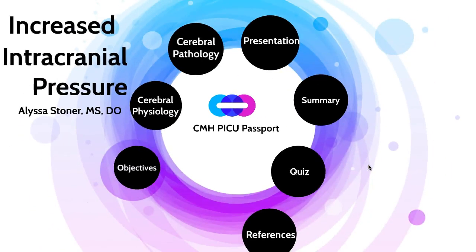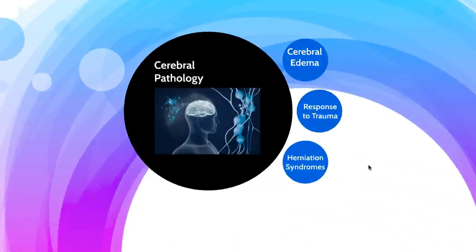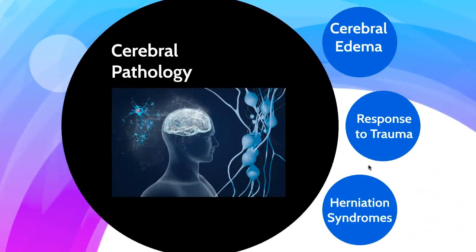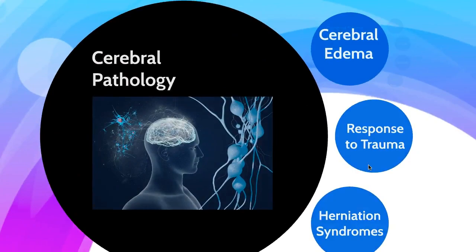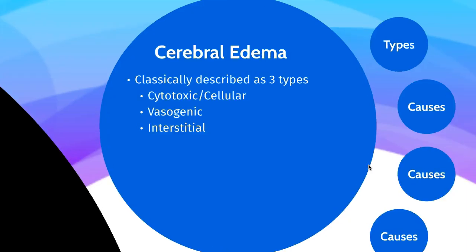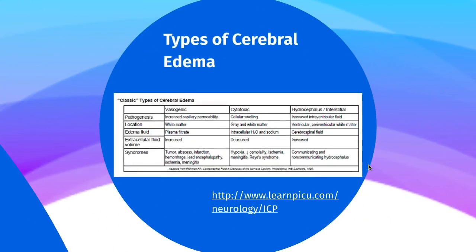So now that we have a better understanding of cerebral physiology, let's talk a little bit about pathology. The first thing I want to touch on is cerebral edema. There are 3 types of cerebral edema: cytotoxic or cellular, vasogenic, and interstitial. This chart provides a nice overview of the 3 different types.